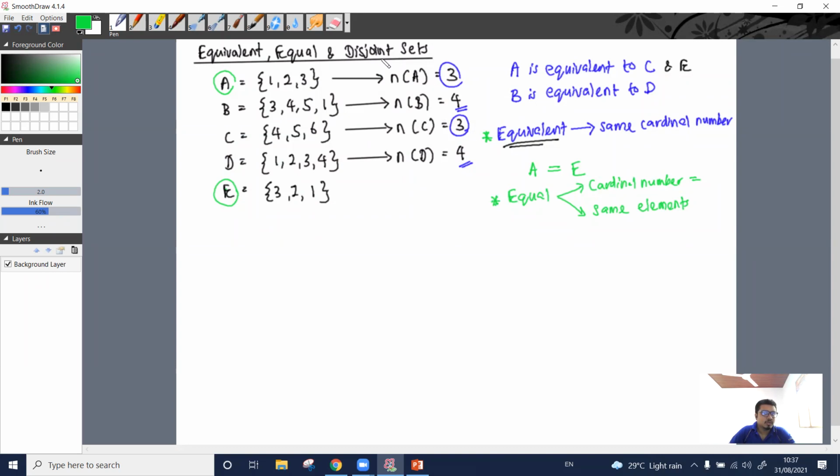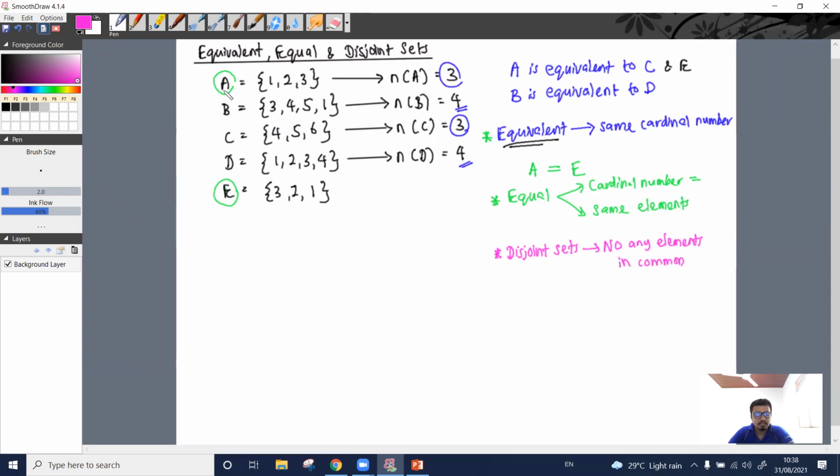Then, what do you mean by disjoint sets? What is disjoint sets? What do you mean by that? If two sets are to be disjoint, there should be no elements in common.